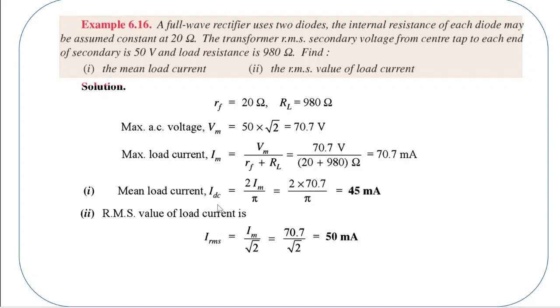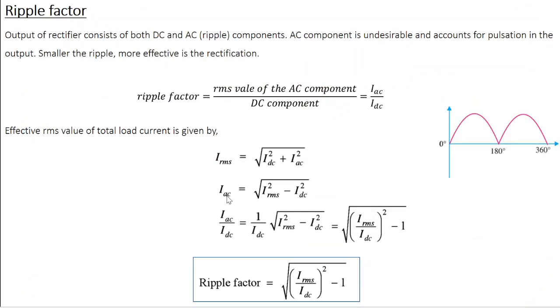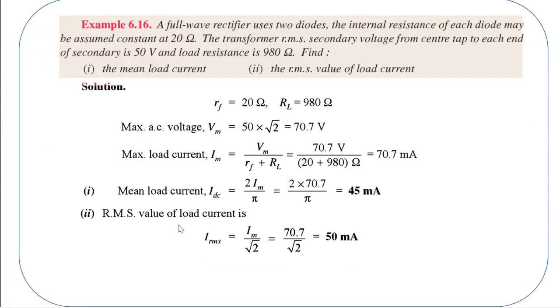Now if you compare these two values, IDC and IRMS, why is IRMS greater than IDC? It's simple, because if you look at the previous expression, IRMS has both AC and DC component, whereas IDC has only DC component. That's why IRMS will always be greater than IDC. And when will these two currents be equal? Obviously, when you have no AC component. In other words, when ripple factor is 0, IRMS will be same as IDC.